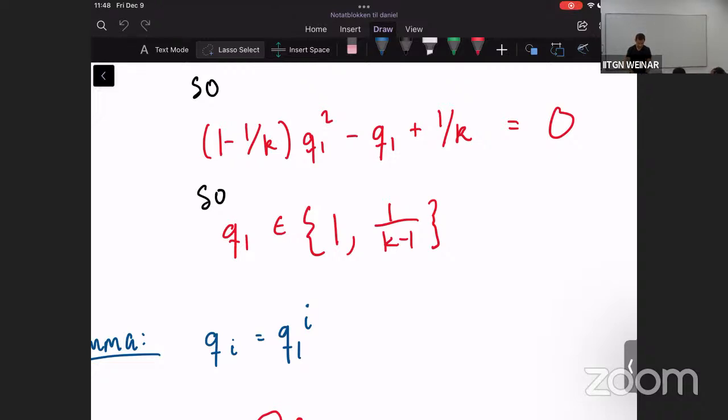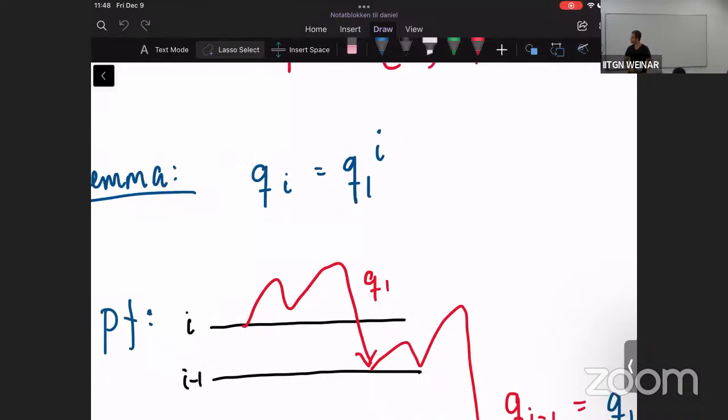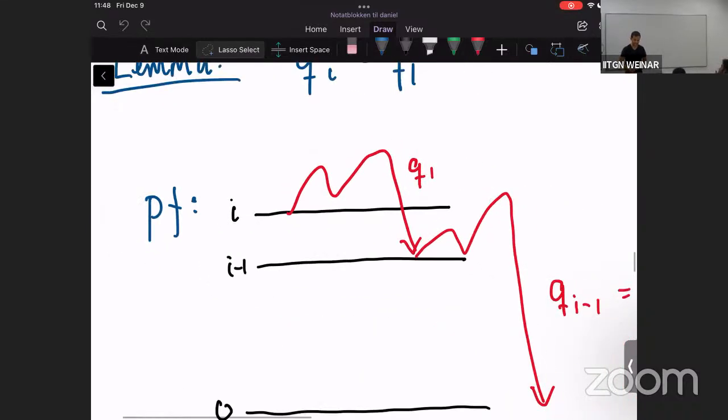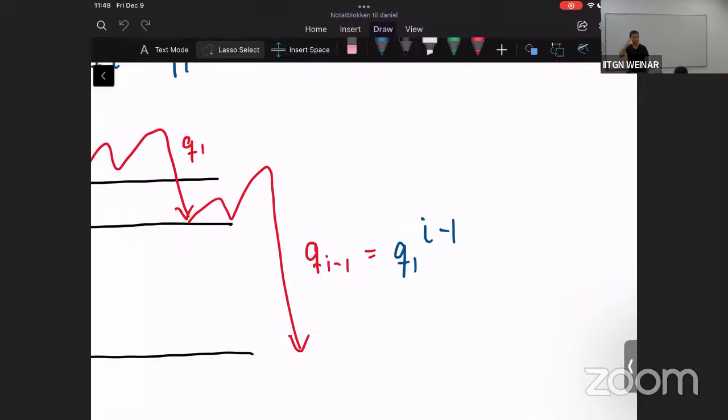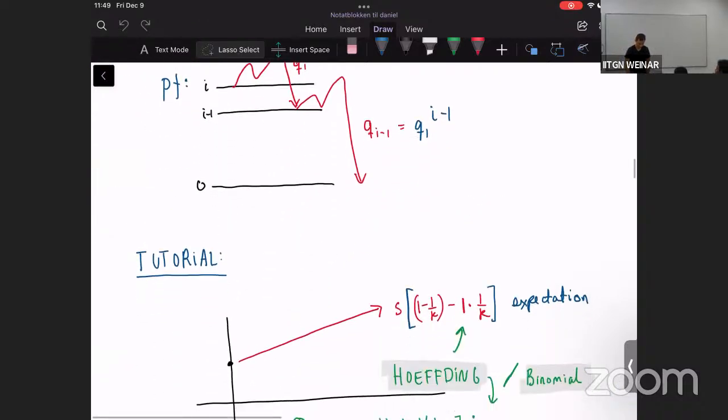But towards that, and something that will turn out to be useful anyway: we don't quite know what Q1 is yet, right? It is 1 out of 2 options. But let me prove to you that Qi is equal to Q1 to the power i. If I start at i and I want to reach 0, then the probability that I eventually visit i minus 1 is Q1. And then the probability that I eventually visit 0 is Q1 times Q(i-1). By induction, that is Q1 to the i minus 1 times Q1, which is Q1 to the i.